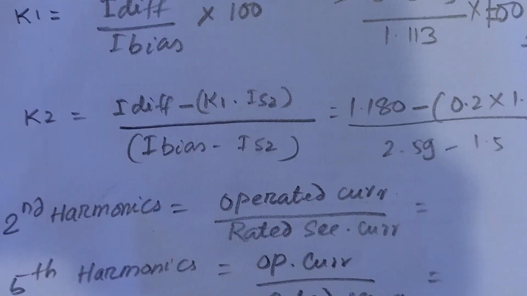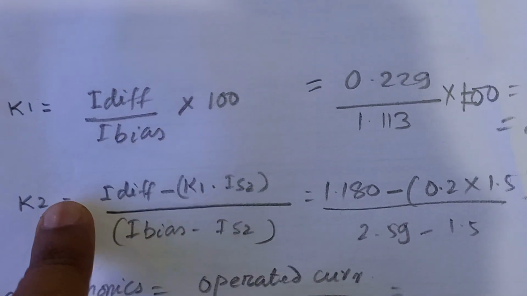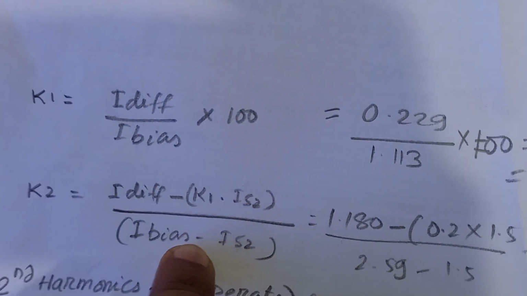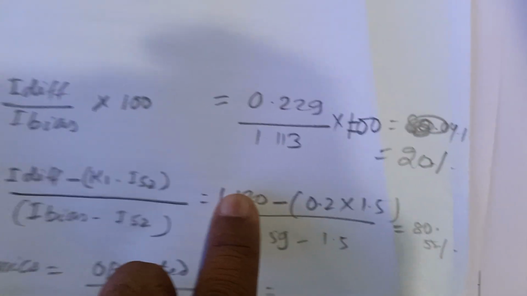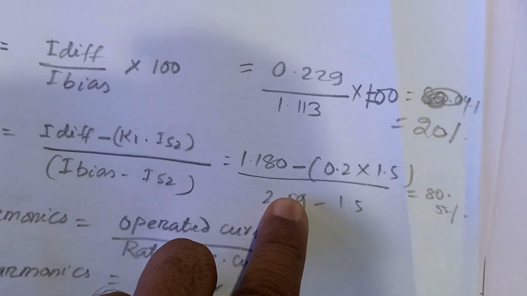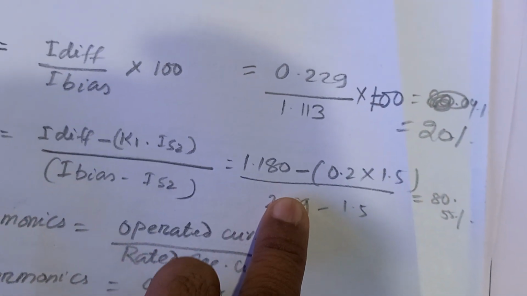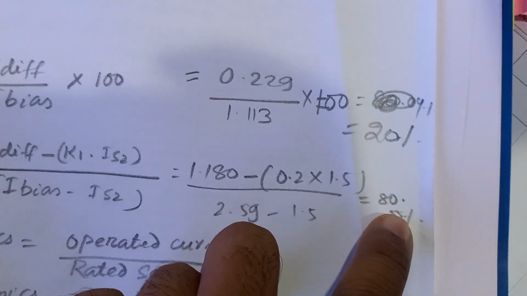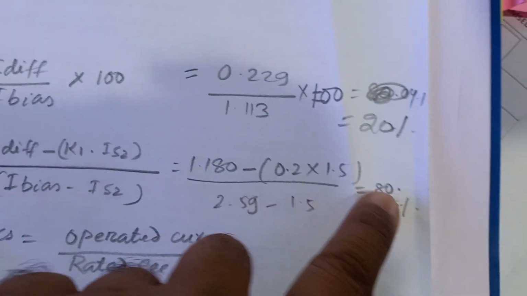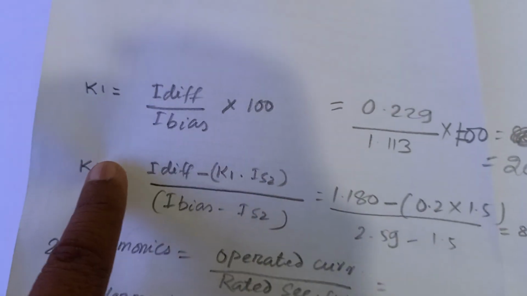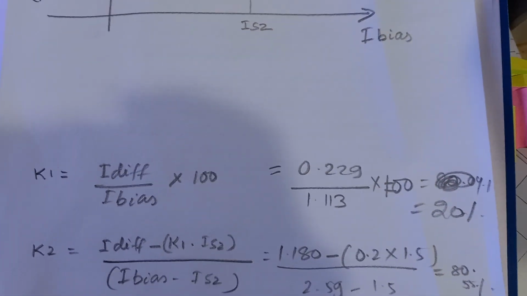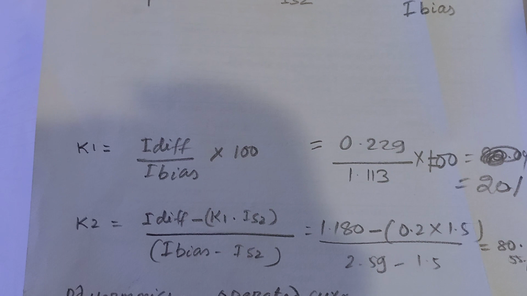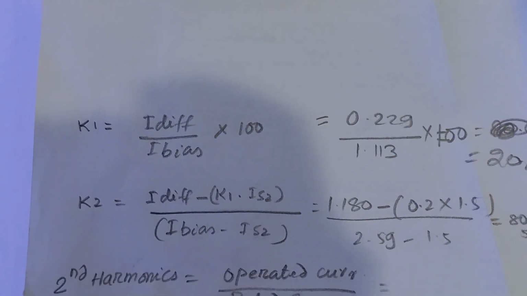The manual says for calculation of slope 2, the value will be I differential minus K IS2, upon I bias minus IS2. By measuring the values from the relay, we'll put them here: I differential value is 1.18 and I bias value is 2.59 in the relay. Then calculating it, it will be 80.50. So this satisfies the second calculation, it is slope 2, and it matches my slope 2 percentage. So this is the method for the slope 2 test for the P643 differential relay. Then we will test the harmonics, second harmonics and fifth harmonics.